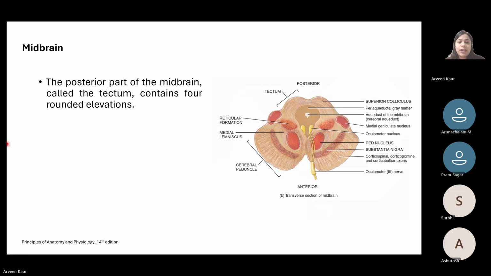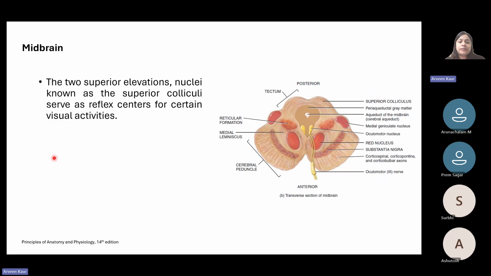Right? The posterior part of the midbrain, called the tectum, contains four rounded elevations. So this is the tectum, right? You can see that there are four rounded elevations over here. The two superior elevations are nuclei known as superior colliculi and serve as reflex centers for certain visual activities, right? So these are the superior colliculi. They serve as reflex centers for visual activity.